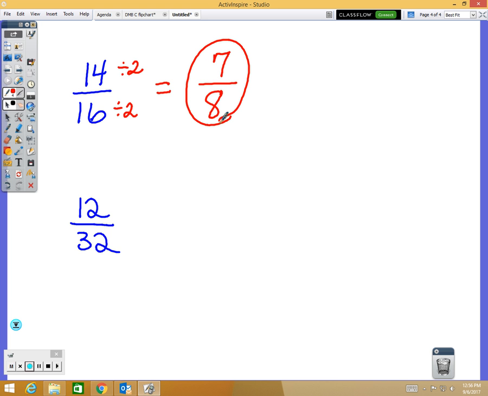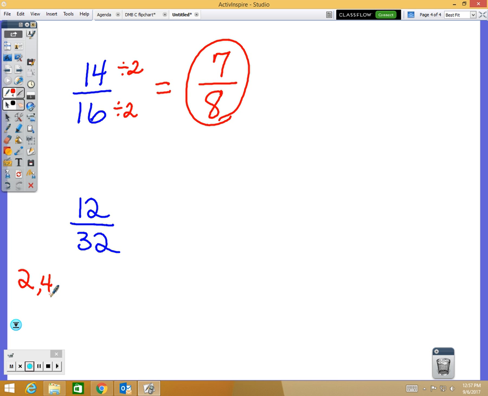12 and 32. What can I divide 12 and 32 by? 12? 4? I can't divide by 12. I agree with 4. I agree with 2. You cannot do it by 3. You have the options of 2 or 4. That's your only options, okay?